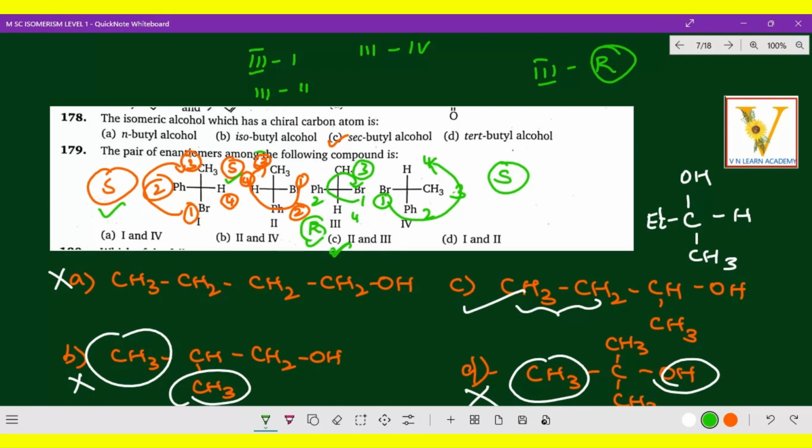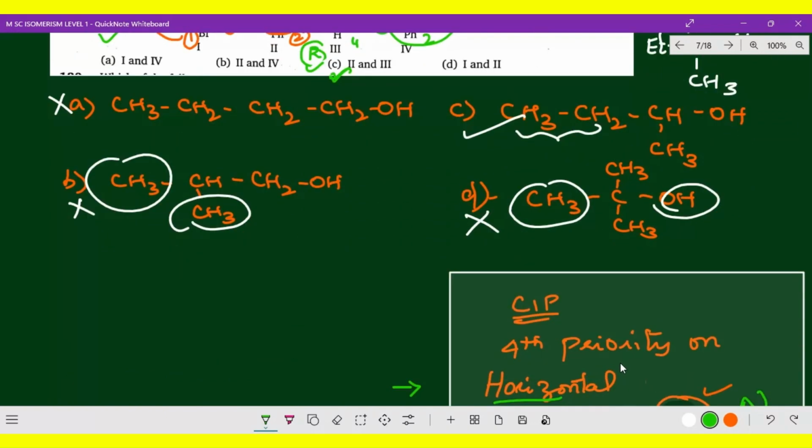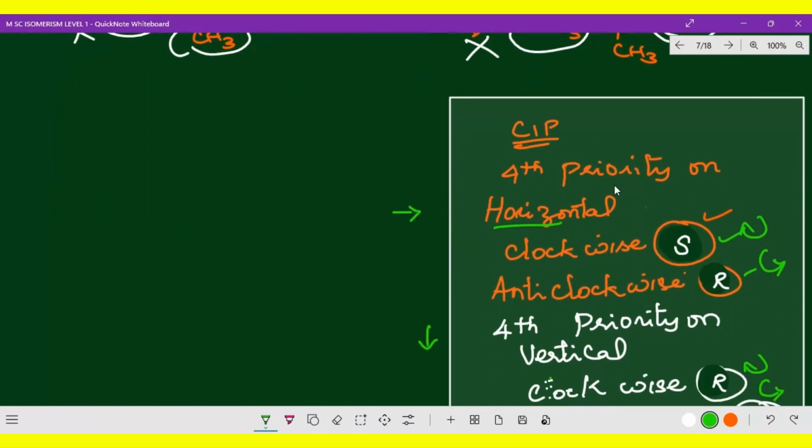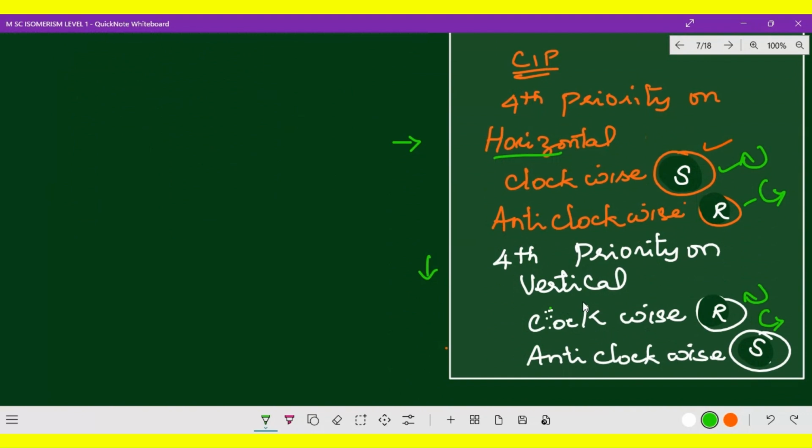Hope you got the clear idea about R-S configuration and how to identify it, and the trick of the CIP rule: fourth priority horizontal and fourth priority vertical, just the opposite. Hope you got the clarity. Come on, let's go to the next question.